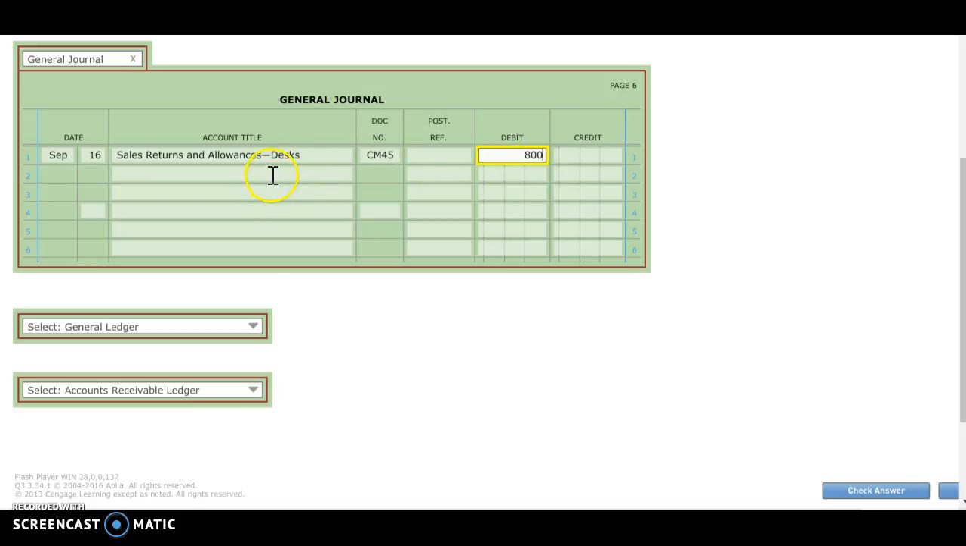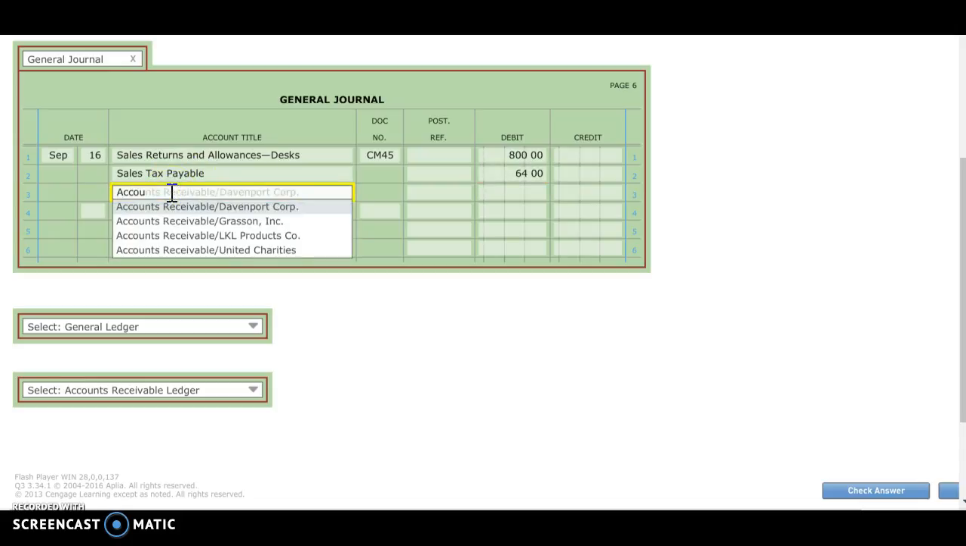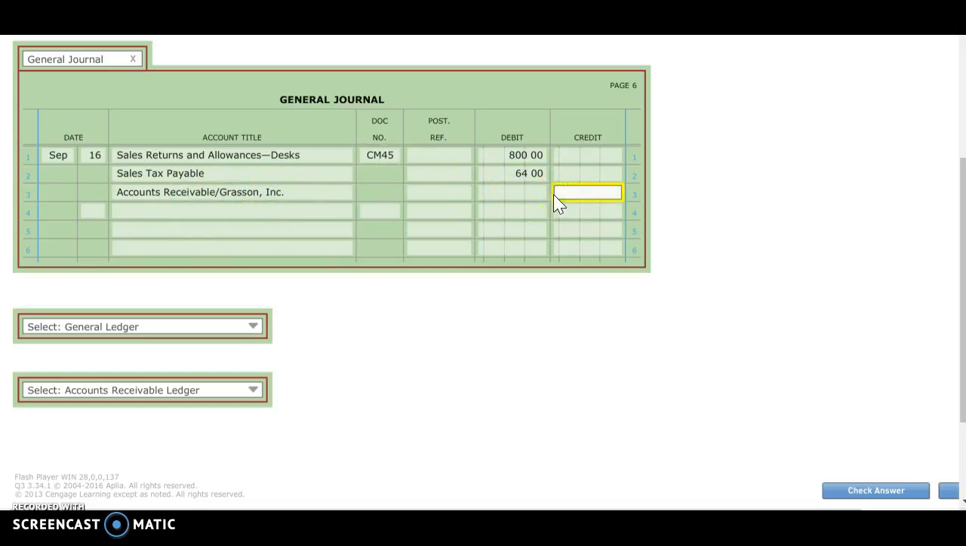Okay, now we also need to debit sales tax payable because we don't want to end up paying sales tax for something that got returned or we gave an allowance for. So in this case, we need to figure out what that is going to be. You take 800 times that 8%. That's going to be $64. We'll debit sales tax payable for $64. And then the last thing that we need to do is we need to credit the accounts receivable. We're going to credit that account for Grasson Incorporated. So it's going to be accounts receivable / Grasson Incorporated. And we're going to credit for the total amount, which is $864.